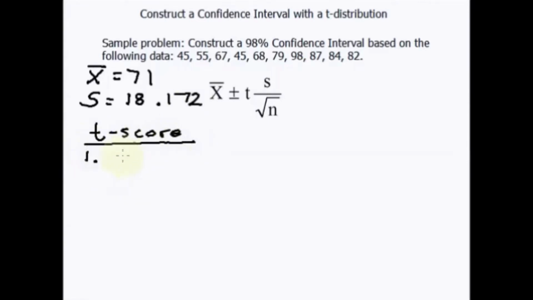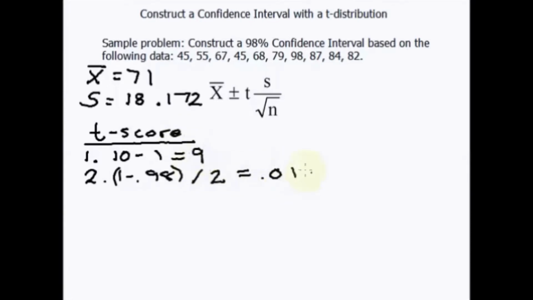So to find the degrees of freedom, we subtract 1 from our sample size. We have 10 numbers in our sample. If I subtract 1, I get 9. The second step we need to find the t-score is we need to subtract the confidence level from 1. There's 98%, so if I subtract 0.98, then I want to divide this number by 2. That gives us the alpha level at 0.01.